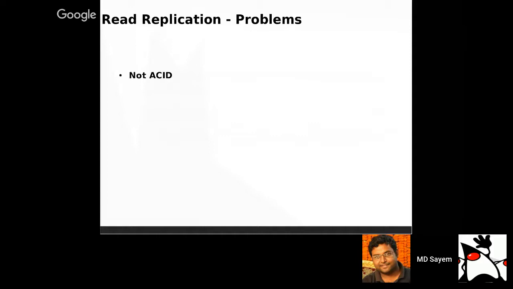Problems: not ACID. Yeah, that's a big problem. In ACID land, everything is very easy, pretty simple. You can easily reason about and think about them. Consistency or availability, choose one. We will have to be either consistent or available. We cannot have both. We can be either a consistent system or an available system, but not both.